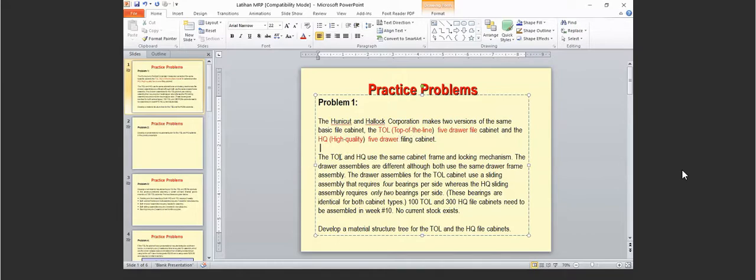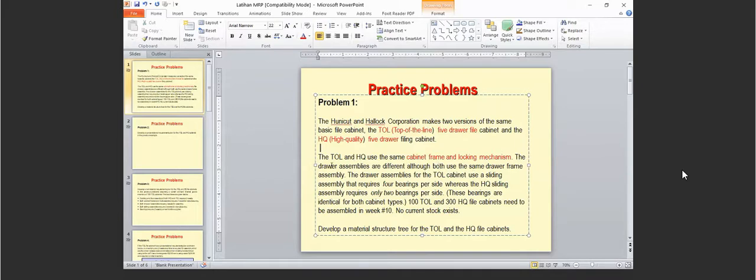So what do we have next? The Tool and HQ use the same cabinet frame and locking mechanism. So here is another component that has been used for both the Tool and HQ, which is a cabinet frame and locking. And the drawer assemblies are different, although both use the same drawer frame. Okay, so we have here another component used in this production process.